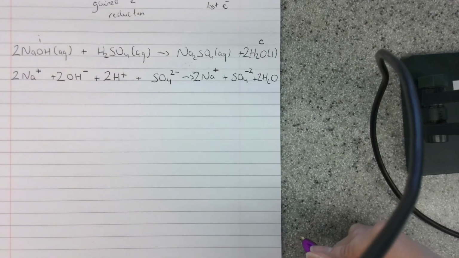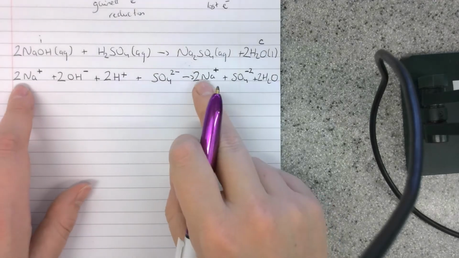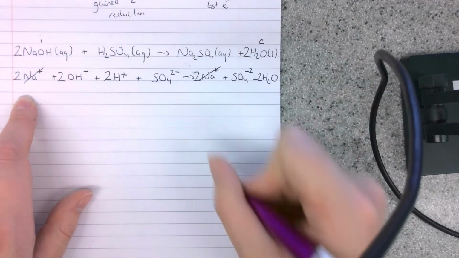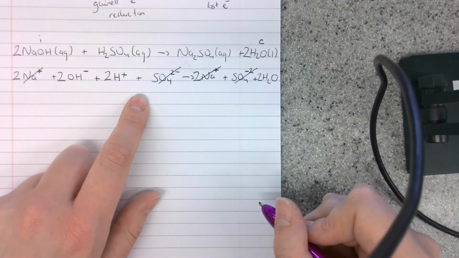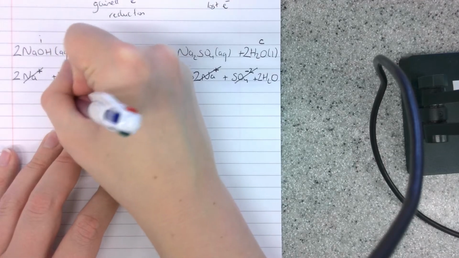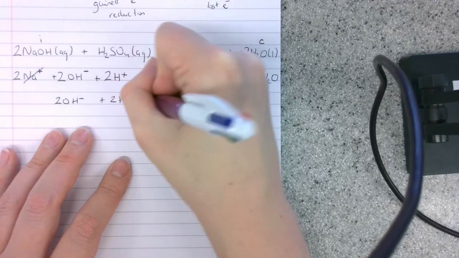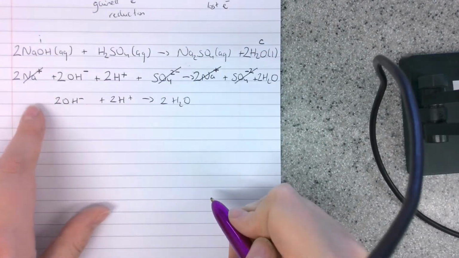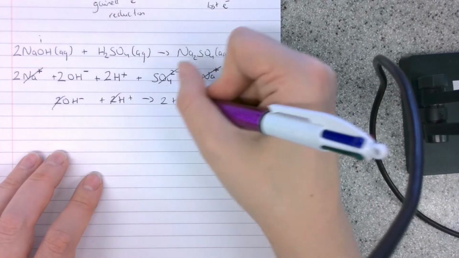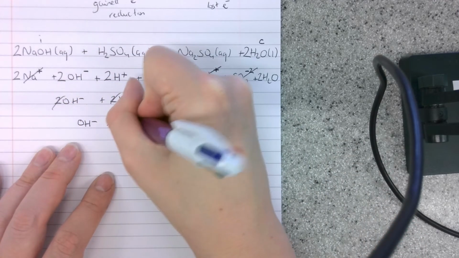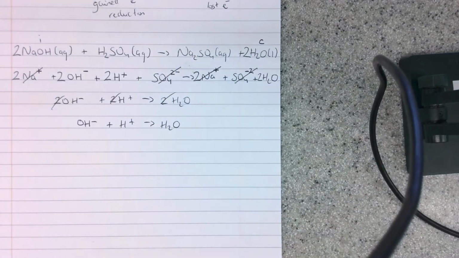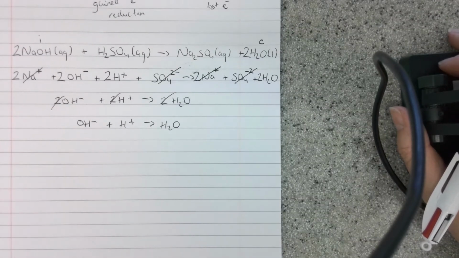Now again, I'm going to cancel out my spectator ions. So my Na plus is exactly the same on both sides. It's not involved in the reaction, it can cancel. My SO4 2-, exactly the same on both sides, it can cancel. And I'm left with 2 OH- and 2 H plus goes to 2 H2O. And because I've got a 2 in front of everything, you could write that and you'd definitely get your marks, but you could get rid of the 2 and just write OH- and H plus goes to H2O. And this is what we're expecting. This is the ionic equation for a neutralization reaction. So that was the answer I was expecting once I had the whole thing worked out.